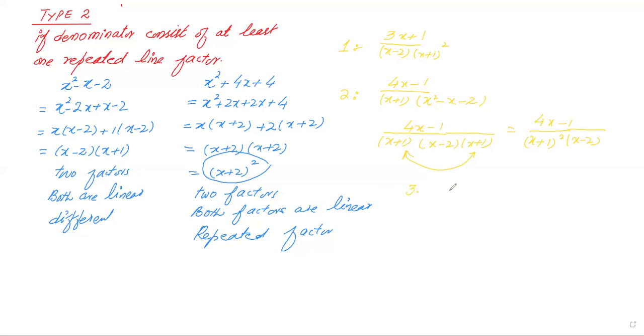Third example over here: it is not only the terms involving the whole square that are called repeated factors. It may be like this one, 5x plus 3 divided by x minus 1 whole cube, x plus 2. All these examples contain repeated factors. Now I have a different concept, a different step to solve this type of question. If the partial fraction belongs to the second type, then it is very easy to simplify. Just try to solve this one.